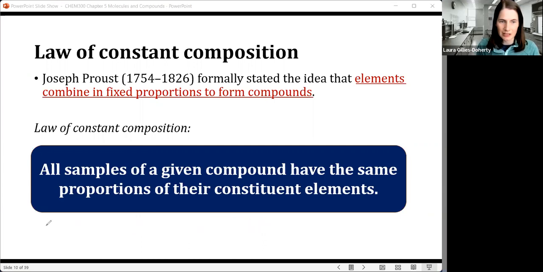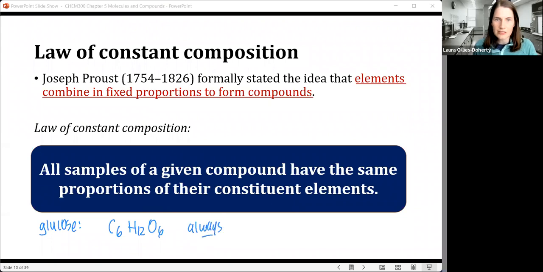Another example, glucose. This is an important sugar or carbohydrate in metabolism and energy production. It's always C6H12O6. Always. Another example, sodium chloride. It's always 1 sodium plus 1 Cl. If the proportions changed, it would no longer be that same compound.